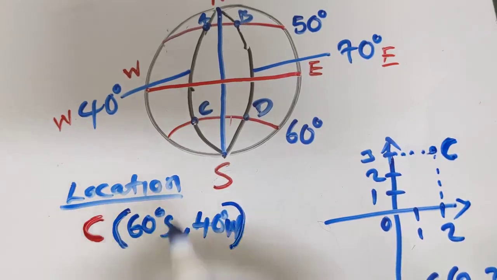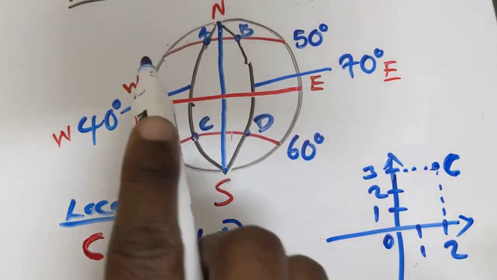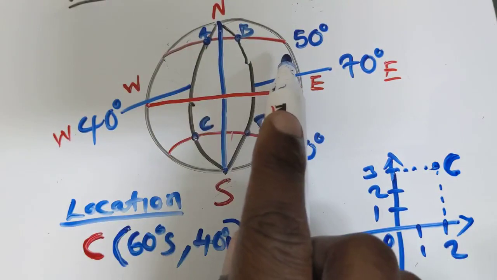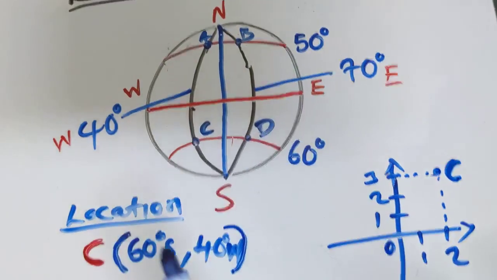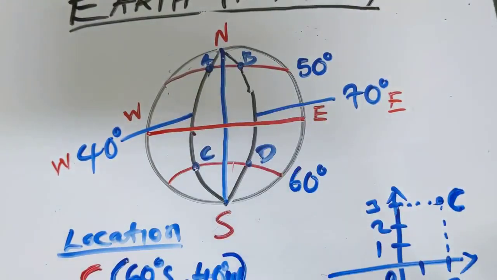Okay, so let's say we are asked to find the location of B. So B is in which latitude? The latitude is 50 degrees, and it is in the north. So 50 degrees north, then comma.